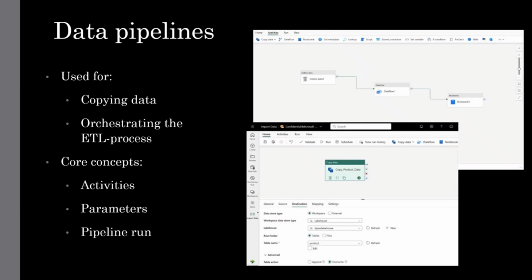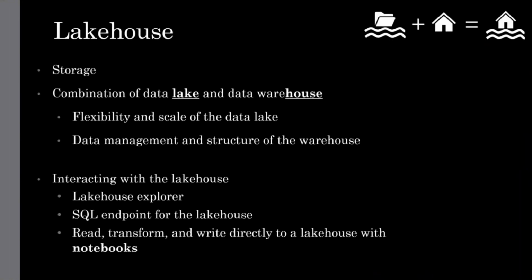So let's say that I want to build a data pipeline. I want to copy data from somewhere and put it into Fabric. I'll need somewhere to put it, just as I did with the data flow. Usually that is going to be a lakehouse. A lakehouse is used for storage, and the name lakehouse comes from it being a combination of a data lake and a data warehouse. It has the flexibility and the scale, as they say, of a data lake, meaning it can store high volumes of both structured and unstructured data and files and all that stuff.